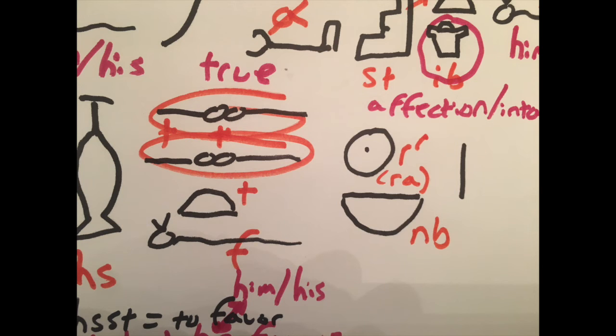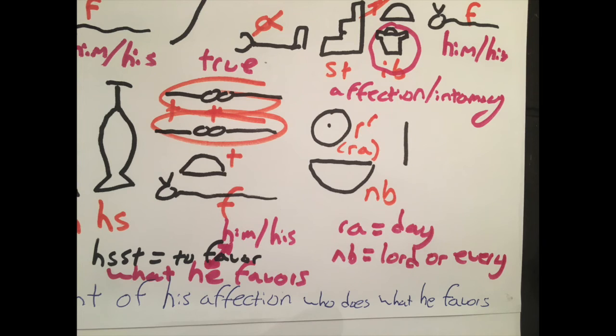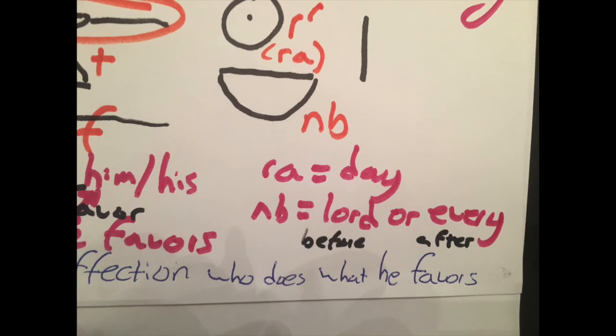Well, we have our last verb, Ra, the sun disk, R-A, or Ra. The A is in the phonetic, with a little dash there. And then Nub, which is the basket without a handle. Now, remember, the word Nub can mean Lord or every. Ra means day, like sun, Lord Ra. So it can mean sun, but it usually means day. And NB, Nub, has two meanings, Lord or every. It depends on where the word is. If it's before a word, it's the word Lord. If it's after a word, it's the word every.